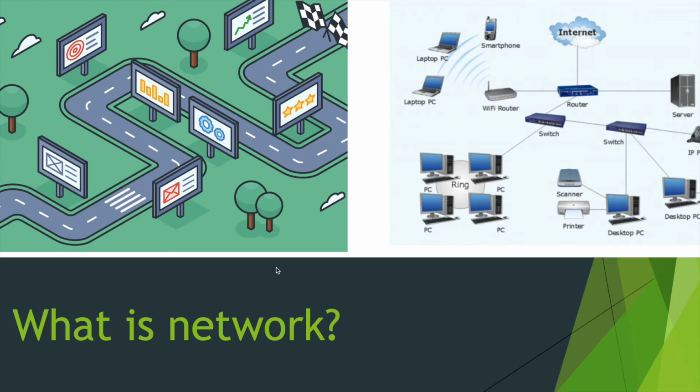So what exactly is a network? Think of a network as a road map. If you have to travel from point A to point B, you see some signs, you follow the rules, there are some intersections, you follow the path, and eventually you cross the line and reach your destination. The network works in much the same way.